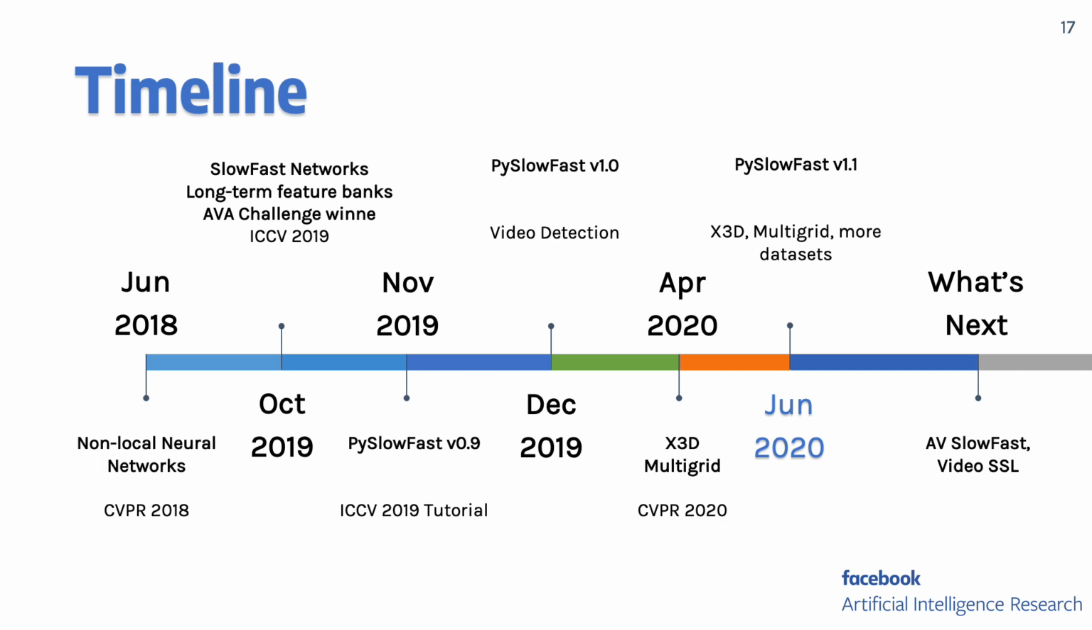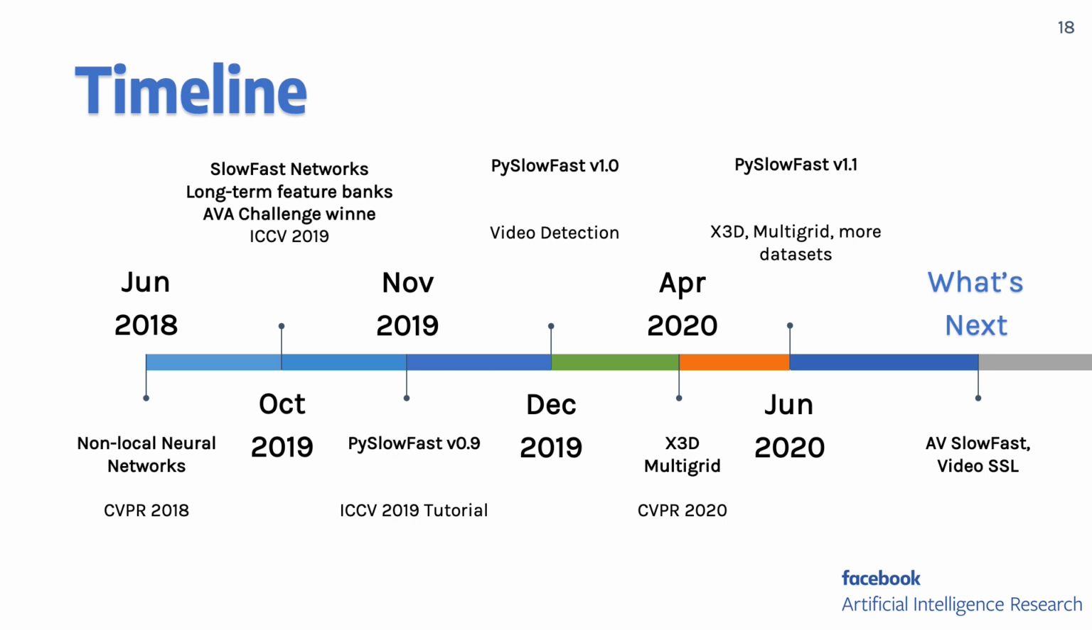And this month, June 2020, we are open sourcing the two papers, X3D and multigrid, along with more support on different datasets in PySlowFast. Many people are also interested in our work on audio-visual SlowFast, which is an architecture for integrating audio-visual perception. We are working on open sourcing it, along with more components on video self-supervised learning.